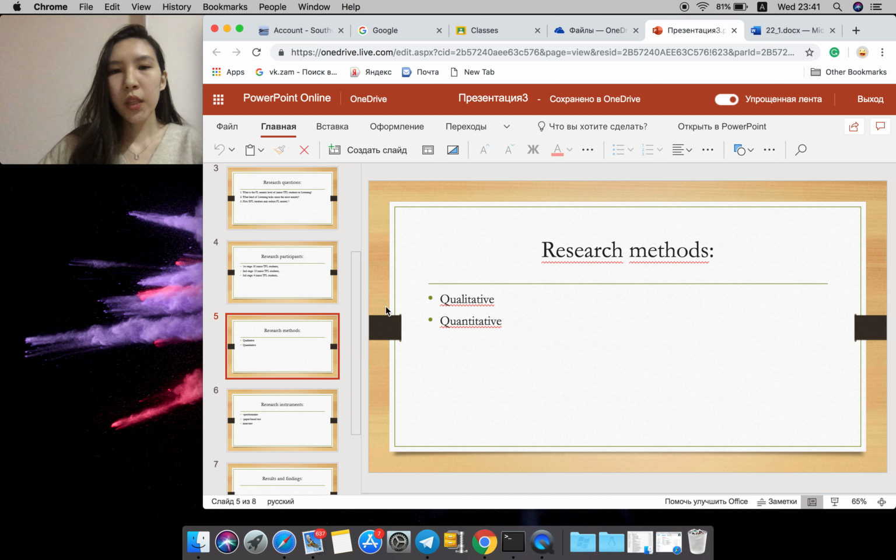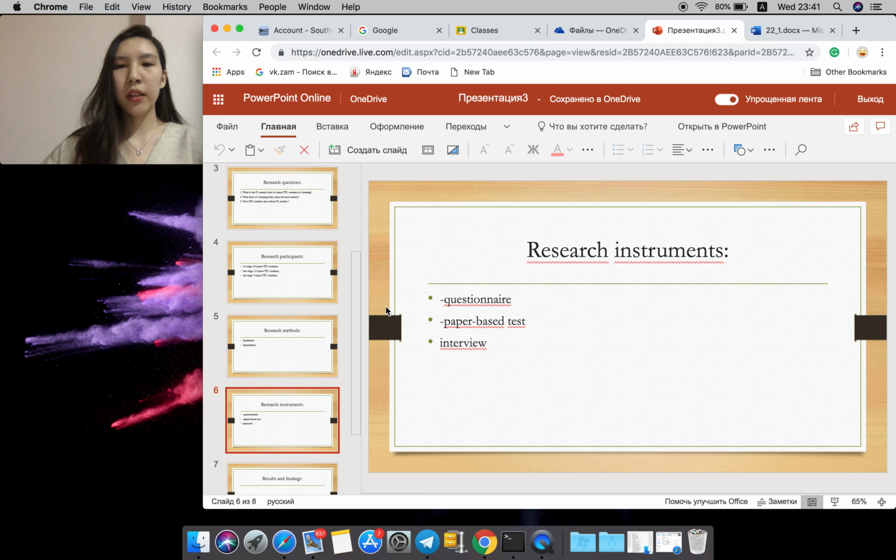In my research, I also had two research methods. The first one is quantitative, which really helps me to draw some descriptive statistics, and it mostly contained two questionnaires. The second one was qualitative, where I used an interview. The next stage is about research instruments. My research instruments were a questionnaire, a paper-based test, and an interview.